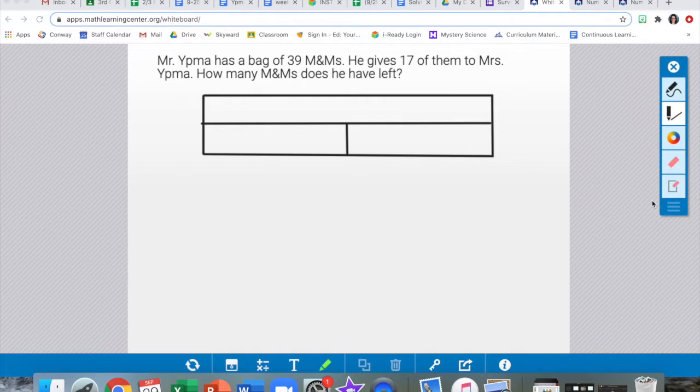Okay, so this is the story problem we're going to do together. Mr. Itma has a bag of 39 M&Ms. He gives 17 of them to Mrs. Itma. How many M&Ms does he have left?